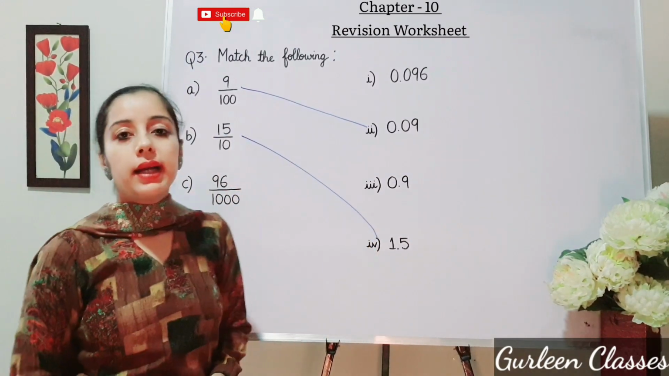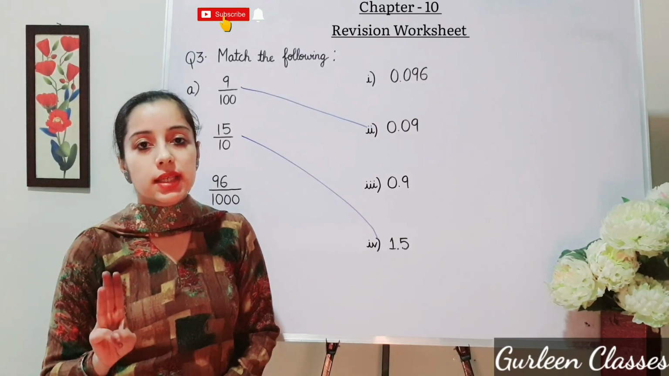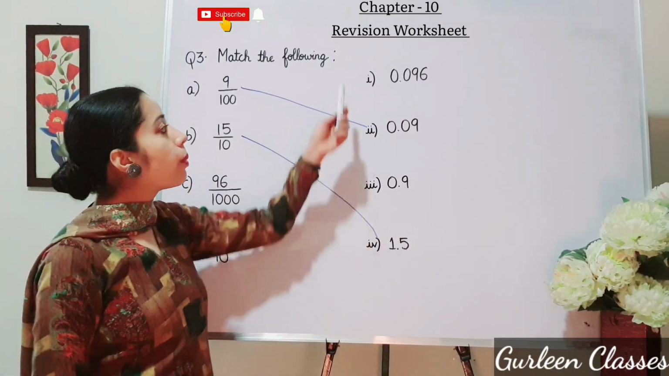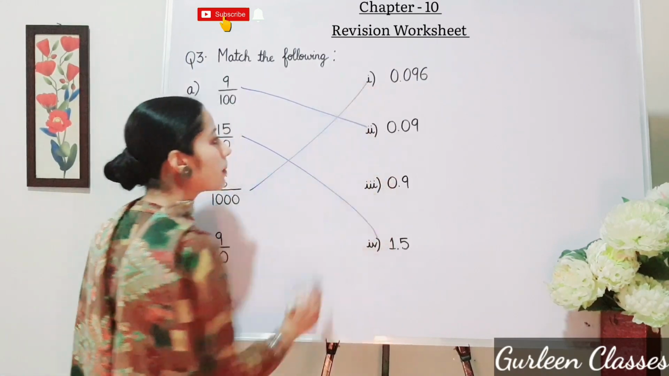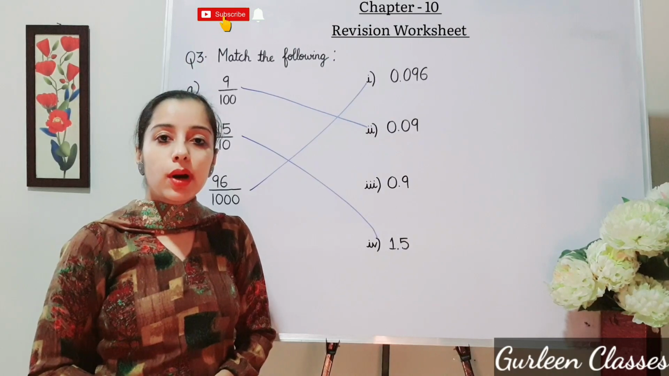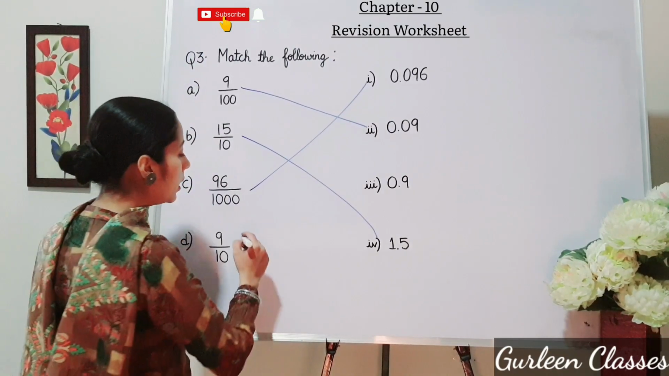Now C bar, 96 upon 1000. After the decimal point there will be 3 digits, as in the denominator there are 3 zeros. So 0.096. So match this with first. Now D bar, 9 upon 10. After the decimal point there will be only 1 digit, that is 9. That is 0.9.